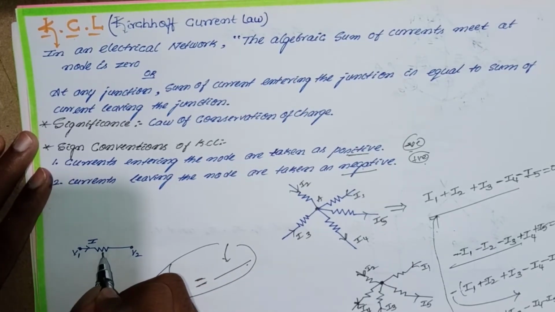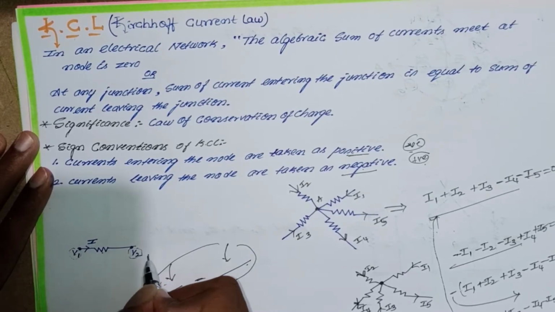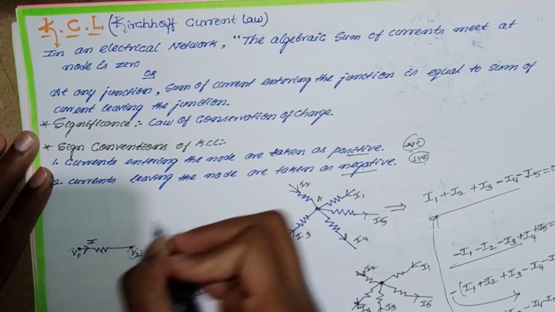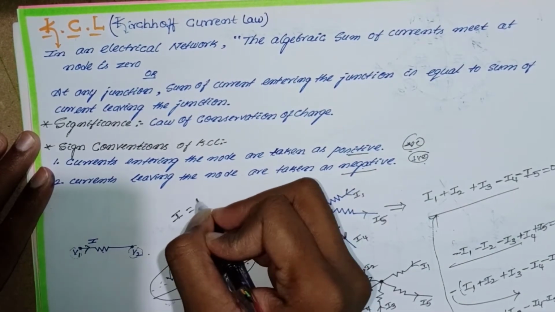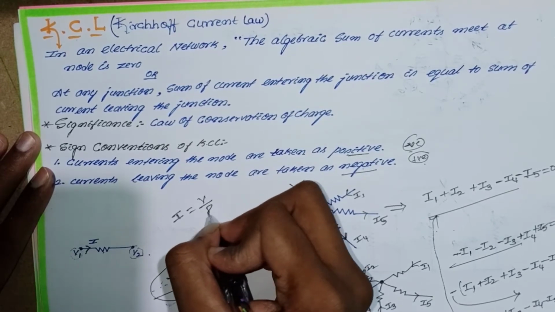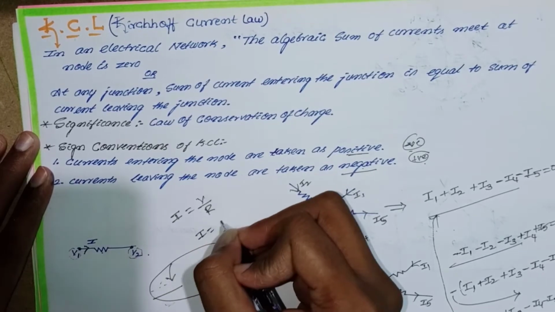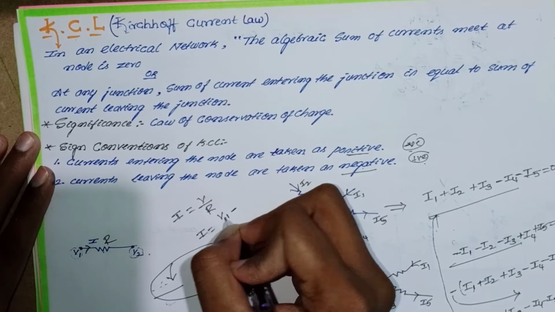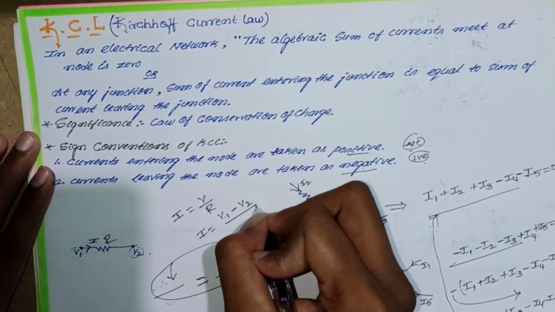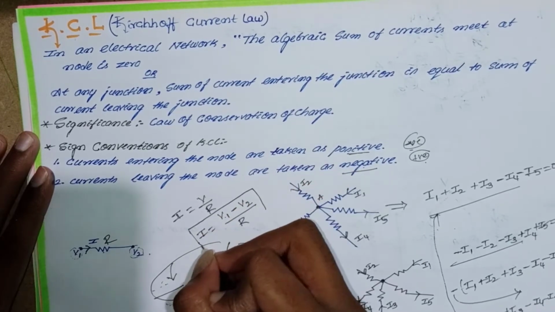I will consider one resistance, with V1 potential on one side and V2 potential on the other side. How to calculate the current I? According to Ohm's law, I is equal to V by R. So I is equal to the higher potential V1 minus the lower potential V2, divided by R. This is the formula to calculate I.